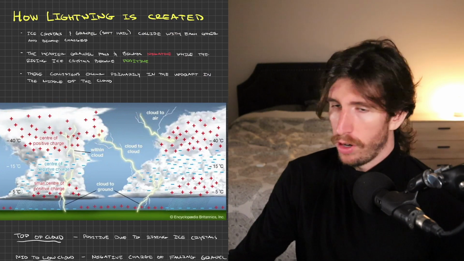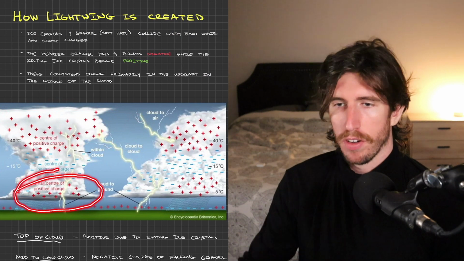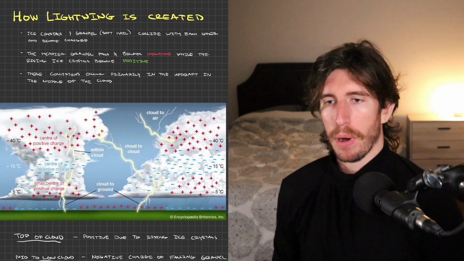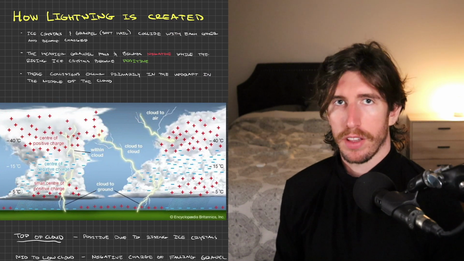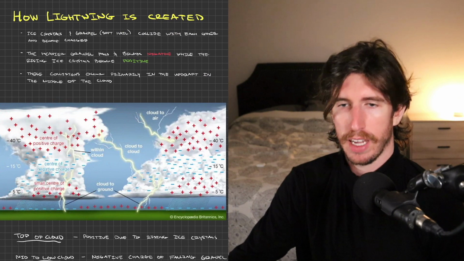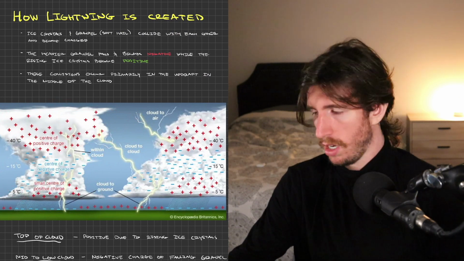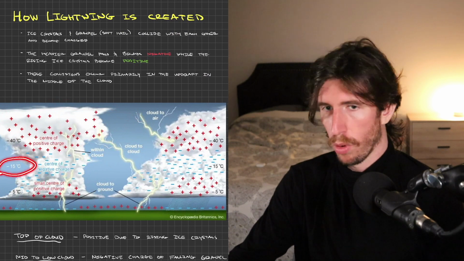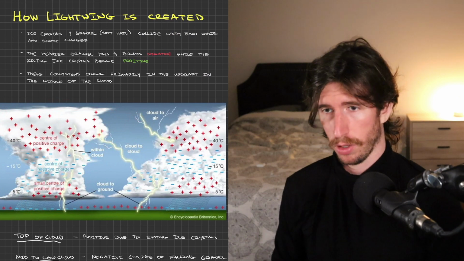You may have noticed that in this diagram there is also a small center of positive charge down by the bottom of the cloud. This is caused by the temperature down there, since it's a lot warmer. As you can see in this diagram, it's about -5 degrees Celsius, so a little under freezing, while the middle portion is significantly colder and the top portion is significantly colder than that.